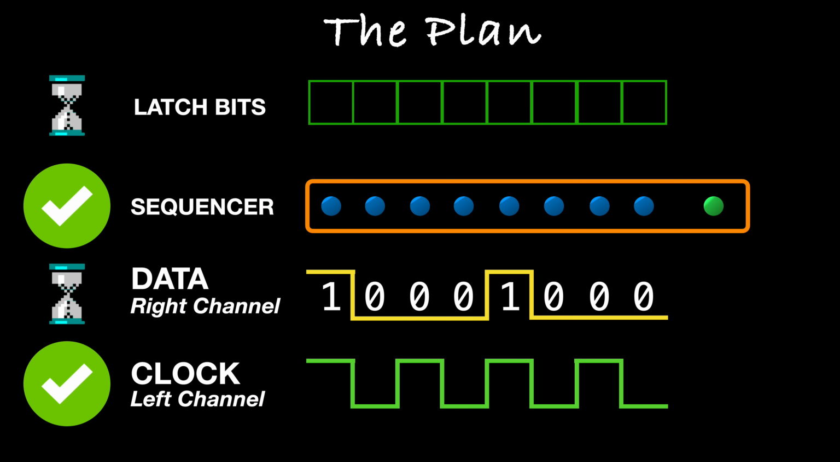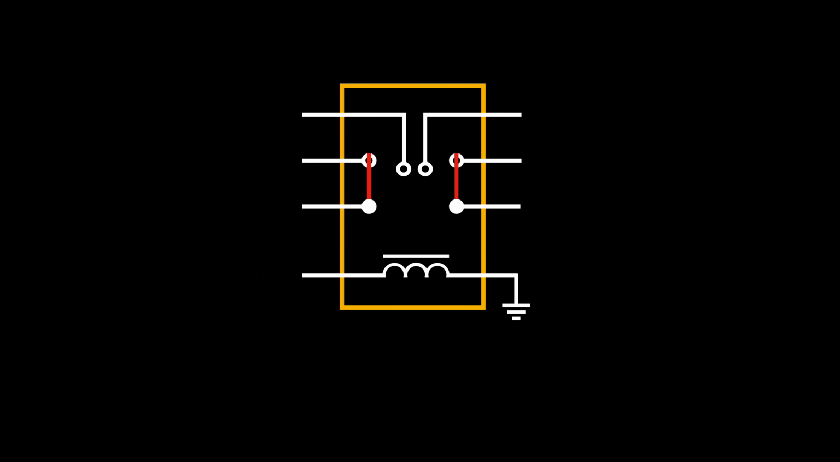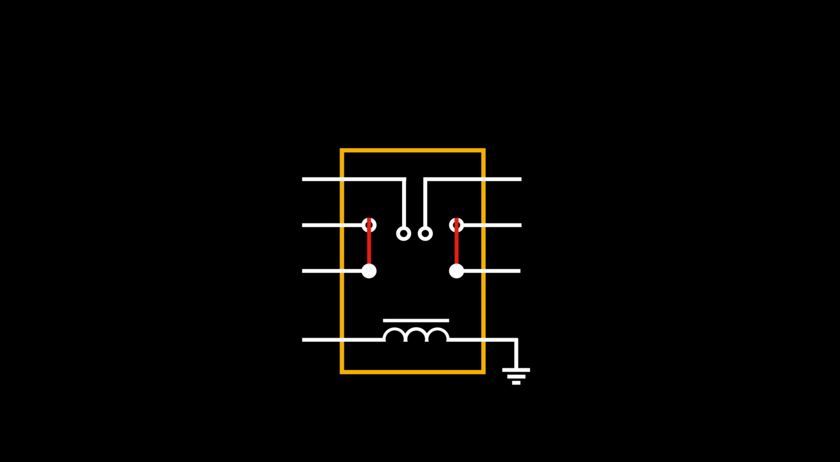And we are now at the point where we have usable clock and data signals from an audio tape. And that means it's time to get to work on the latch bits. To describe a latch bit, I'll start with a trusty double pole double throw relay, and then add an LED with a resistor to the normally open pin.